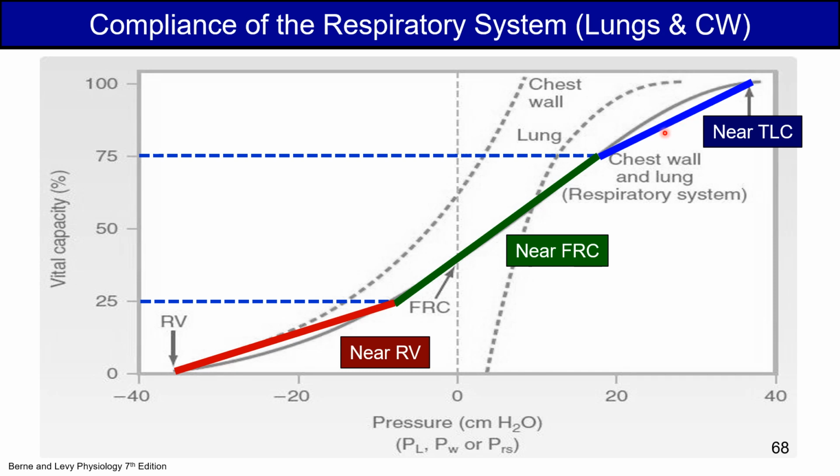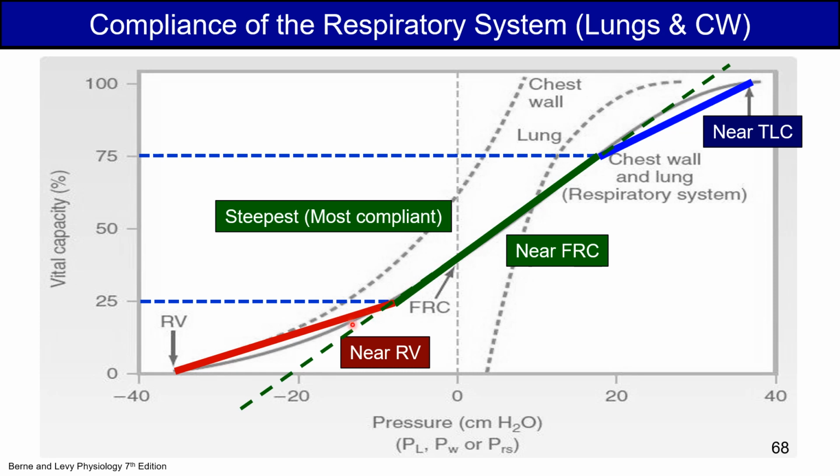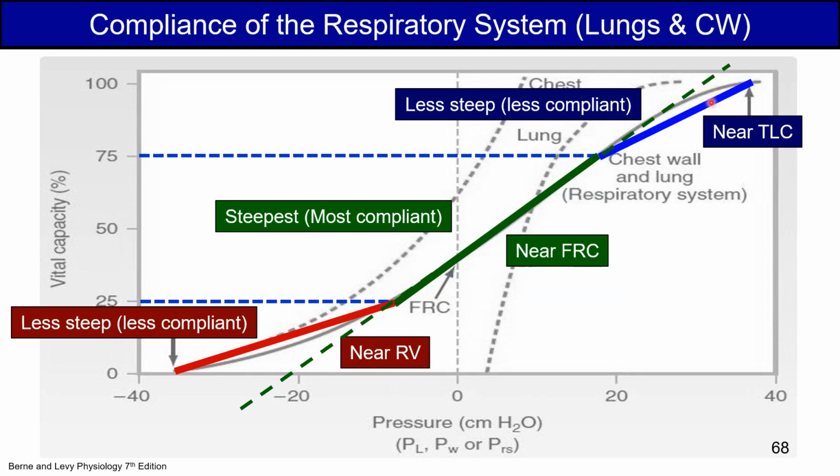Now make a visual inspection of the three lines. The steepest, as you can see, is the green one, which is near FRC, meaning that the respiratory system is most compliant near FRC. And when we compare near RV to near FRC, the red line is less steep and therefore it is less compliant compared to that of near FRC. The same can be said about that line near TLC. The slope is less and therefore near TLC, the respiratory system is less compliant compared to that of near FRC.